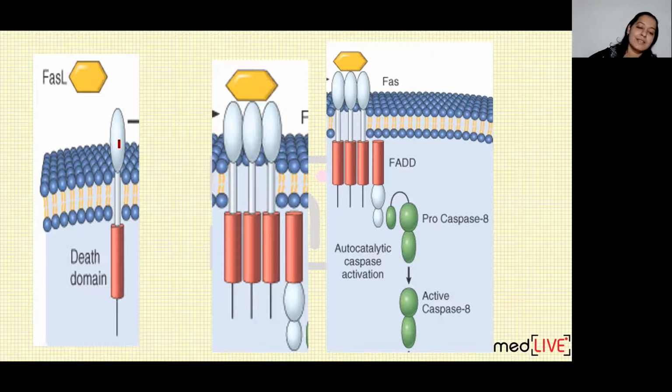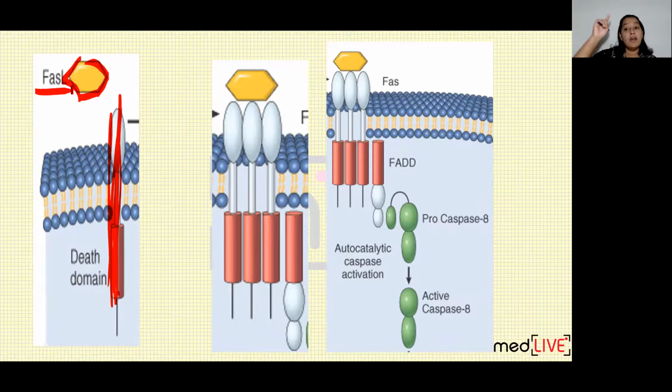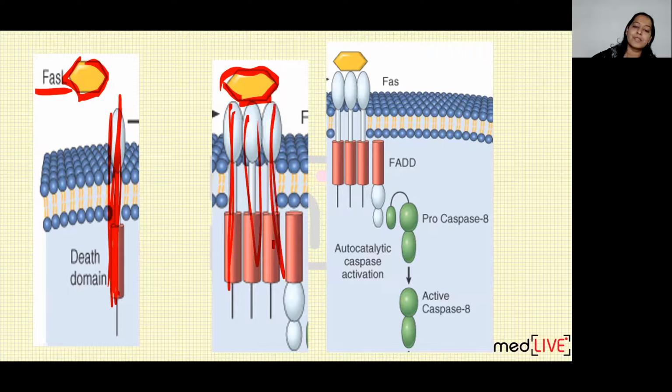So this is the Fas receptor, in red color, on the cell membrane. This yellow thing is the Fas ligand. Can you see the Fas ligand? The Fas ligand is binding with the Fas receptor. So multiple Fas receptors come closer to each other, and they form a domain. This domain is known as FADD.